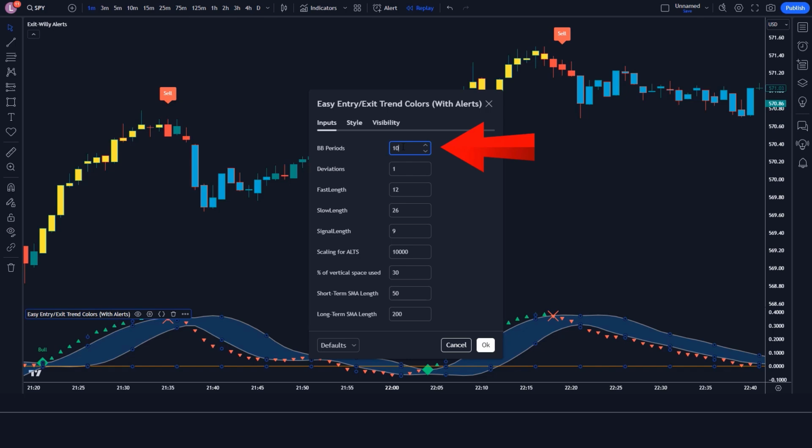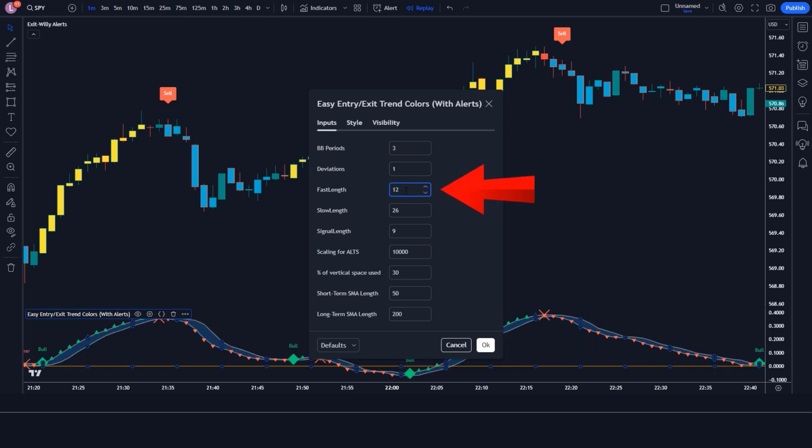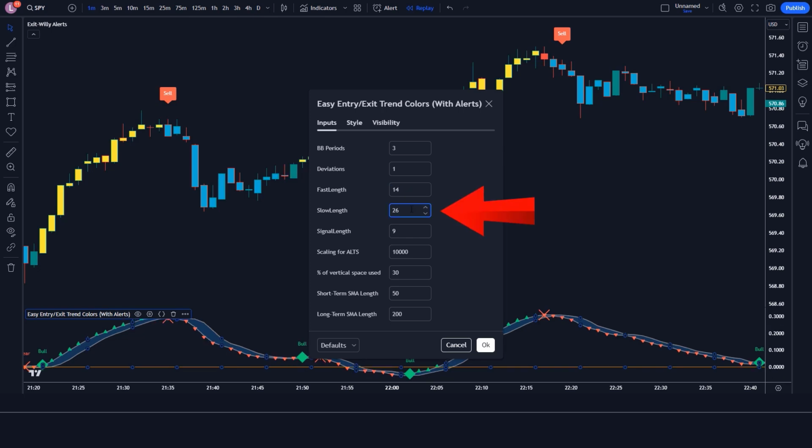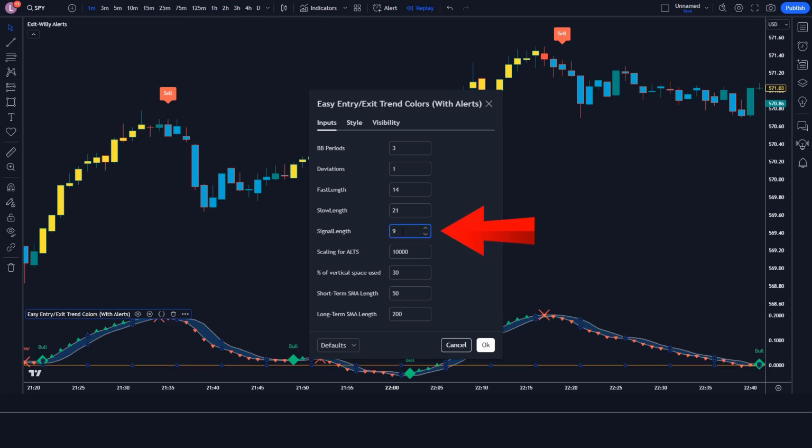We have to change this BB period option from 10 to 3. We have to change this fast length option from 12 to 14. We have to change this slow length option from 26 to 21. We have to change this signal length option from 9 to 10. Now our setup is ready.